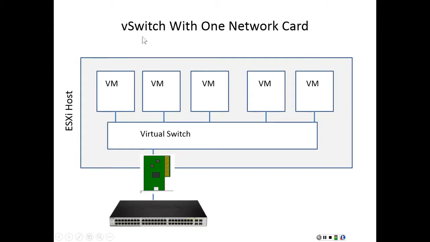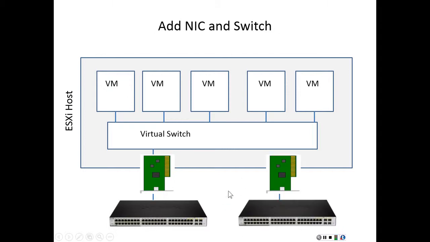So here's the example. We have a single ESXi host which has one physical network interface card, and all of the virtual machines use this one virtual switch to connect to this one physical network interface card, which connects to the physical switch. Now, if we were to add an additional second network and then connect that physical switch by way of a network interface card to the ESXi host, we would now be connected to two separate physical networks.